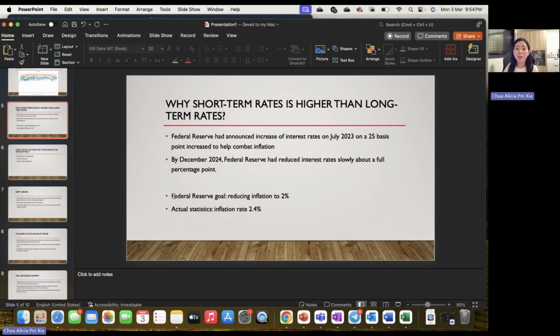The Federal Reserve's goal is to reduce the inflation rate to 2%. And based on actual statistics, the inflation rate has gone down to 2.4%.